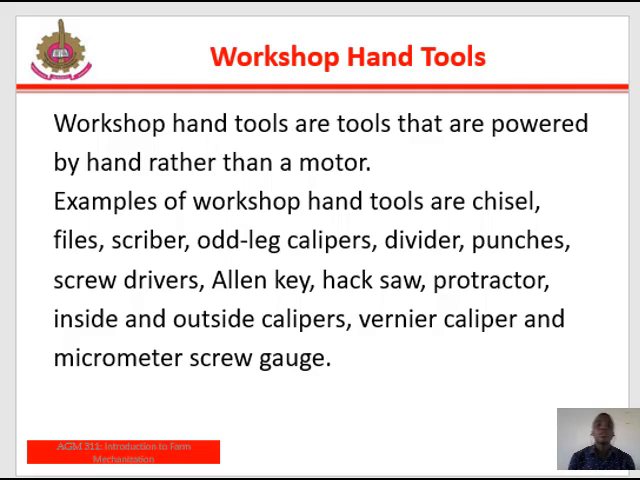Workshop hand tools. Workshop hand tools are tools that are powered by the hand rather than the motor or electric. Examples of workshop hand tools are chisel, files, scribers, odd leg calipers, dividers, punches, screwdrivers, Allen keys, hacksaw, protractors, inside and outside caliper, vernier calipers, and micrometer screw gauge. The sketches and drawings of each of these hand tools are given, and their uses are discussed over the next few slides.